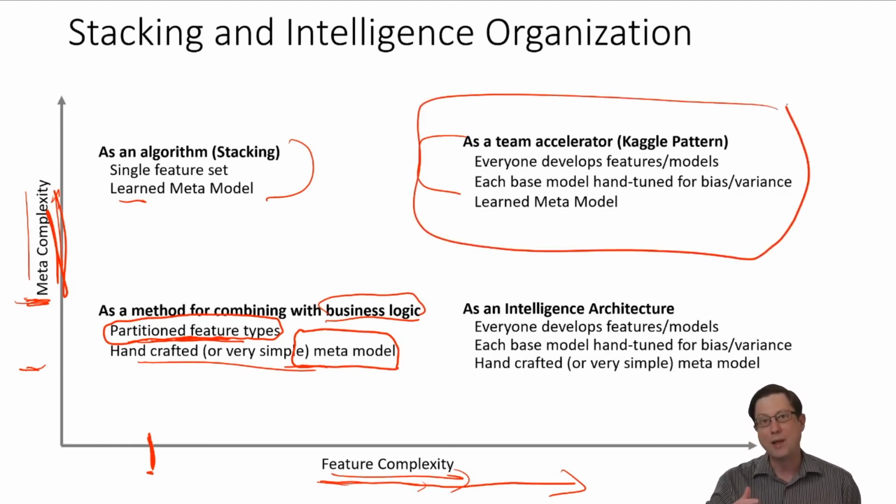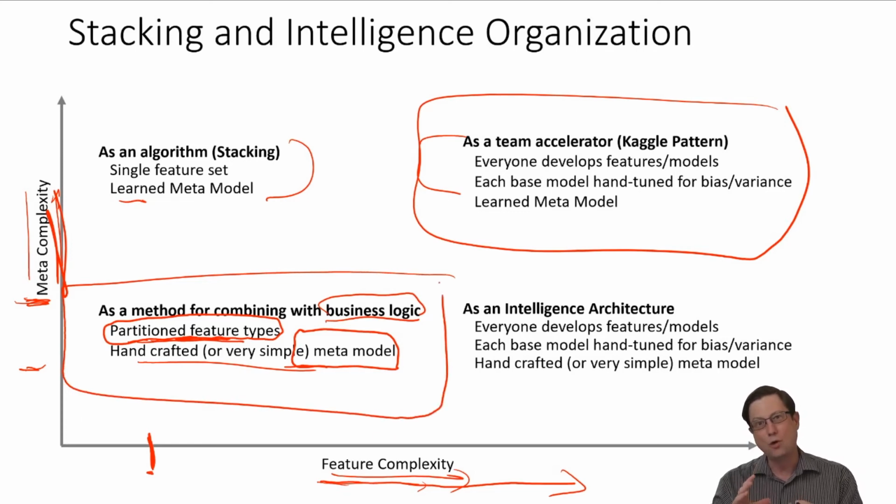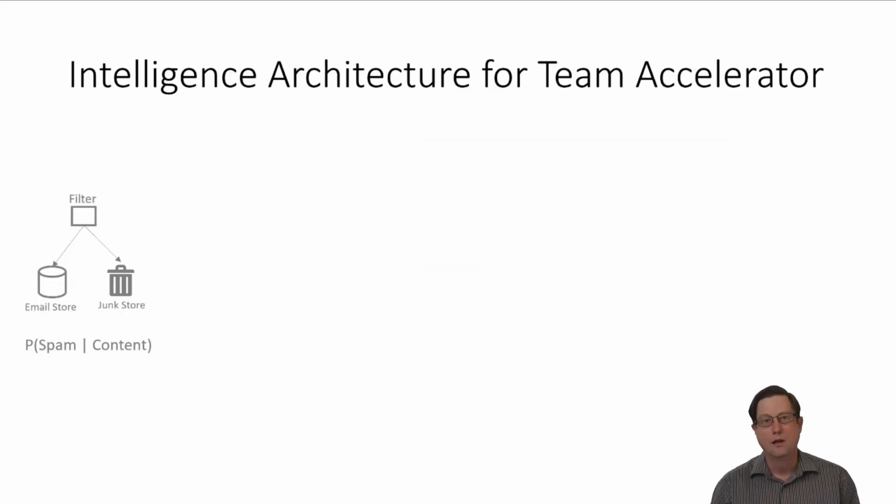You want this Kaggle pattern's power where you can unlock the potential of a set of smart people, and you want this business logic control over what you're doing so you can set up guardrails and have your system not go crazy. All right, well, let's look at some of these in a little bit more detail, hopefully not a ton more detail.